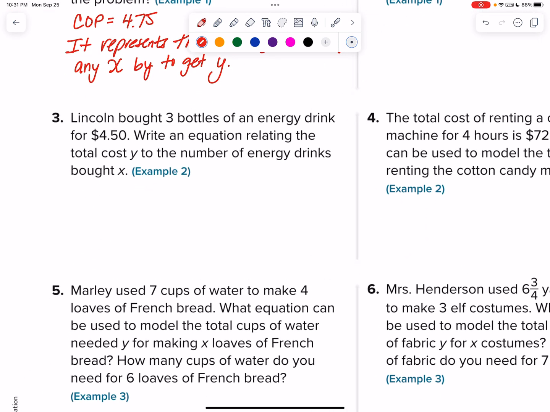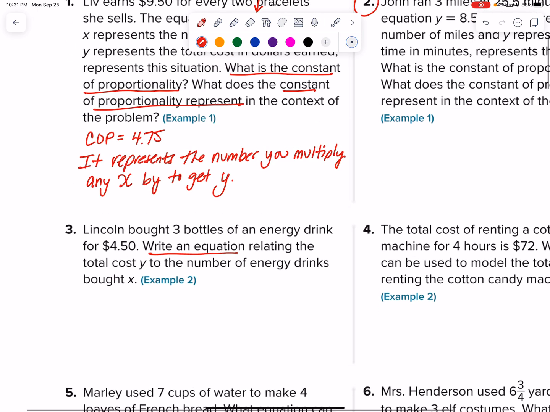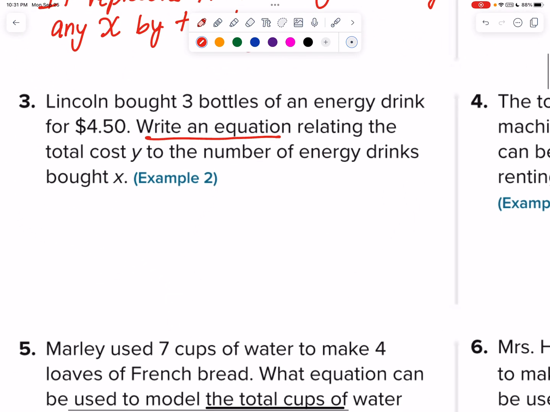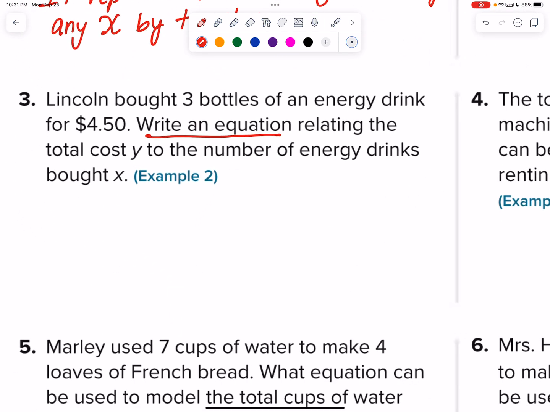Lincoln bought 3 bottles of an energy drink for $4.50. Write an equation. So now they're not giving us the equation like they did here. So to get the equation, I need to find the unit rate. Okay, we have cost is the y, and energy drinks is the x.